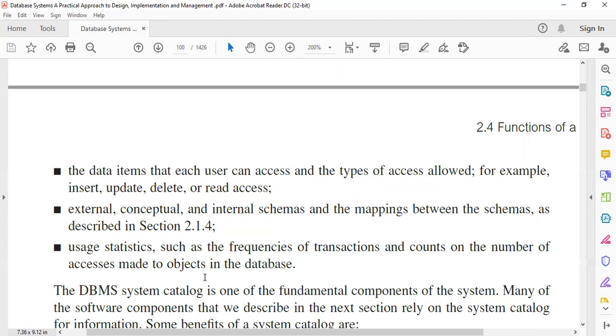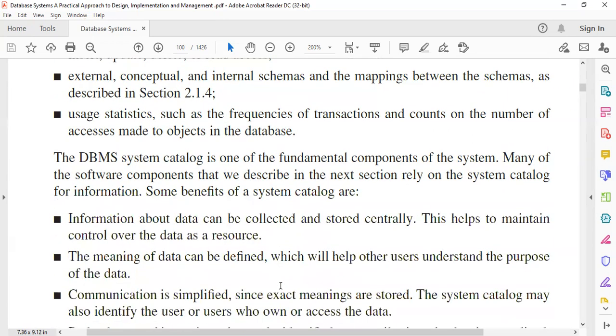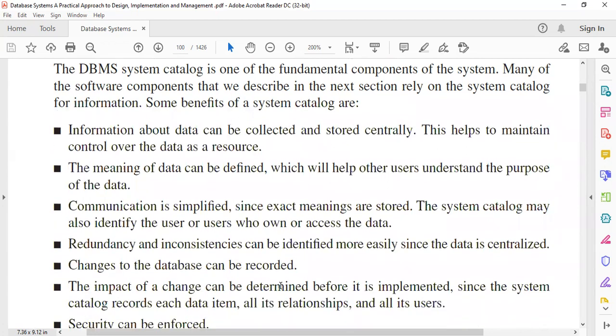So all these form the metadata, and the DBMS must be able to provide this metadata, and the metadata should be user accessible. It is not to be restricted from being accessed by the users. Some of the benefits that come with the system catalog.